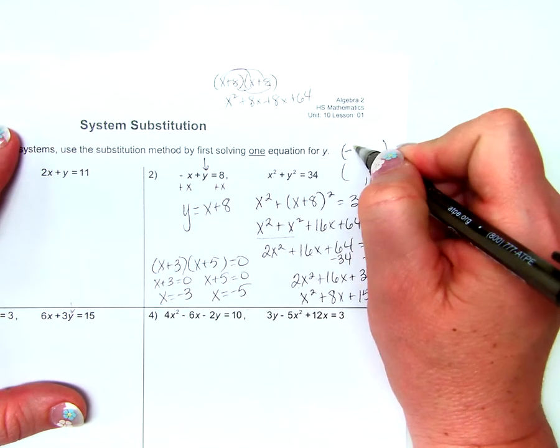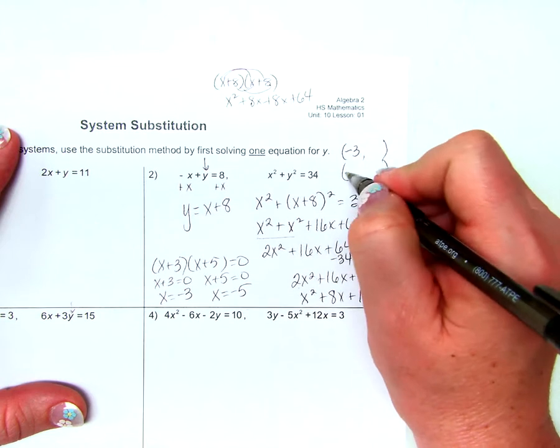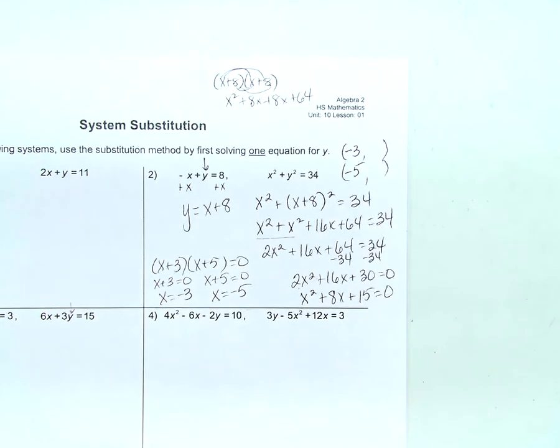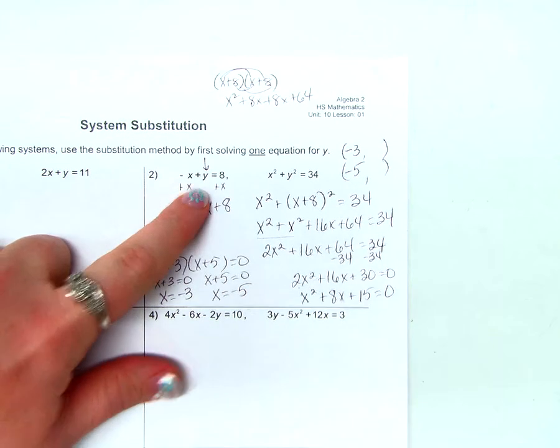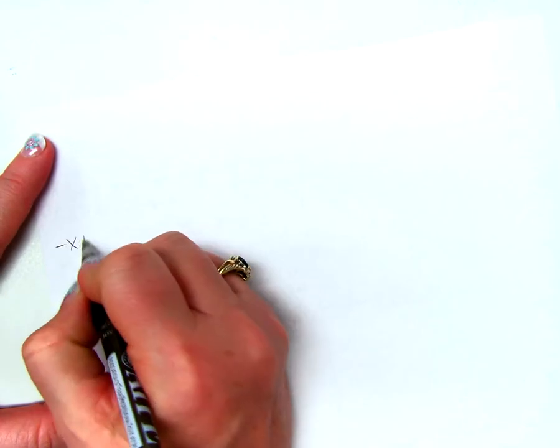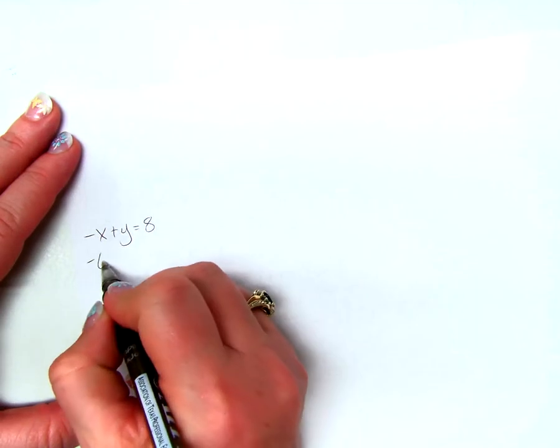One has an x value of negative 3. One has an x value of negative 5. Okay? So how are we going to find the y values if we know the x values? Plug it in, right? Like those air fresheners. Excuse me. So we have negative x plus y equals 8. Right? Okay? So what if x is negative 3?